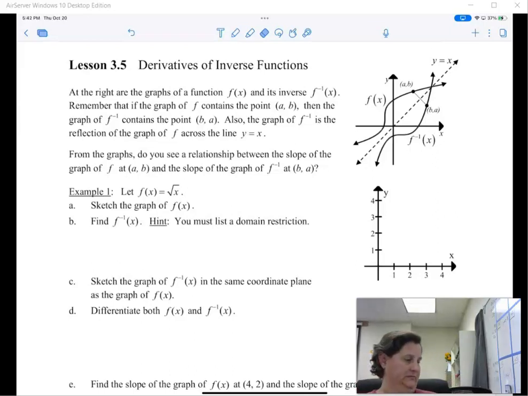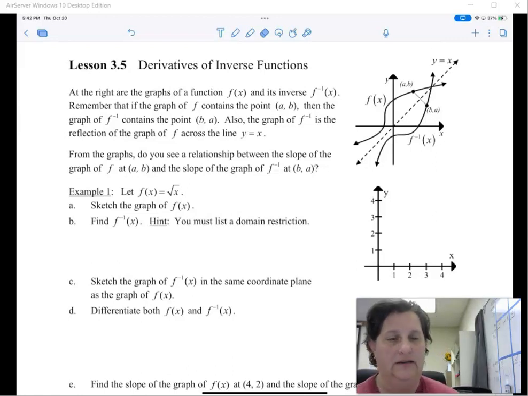All right, guys, listen. When I was taking calculus, and then even for the first 10 years that I was tutoring or teaching calculus, I was always like, man, derivatives of inverse functions are so confusing. They're not so confusing, okay? We're going to be all right.